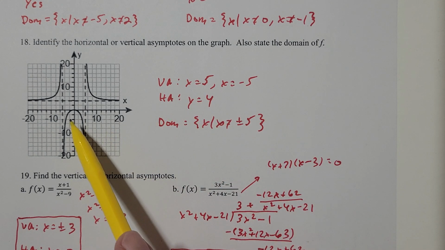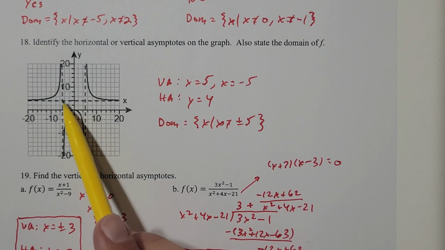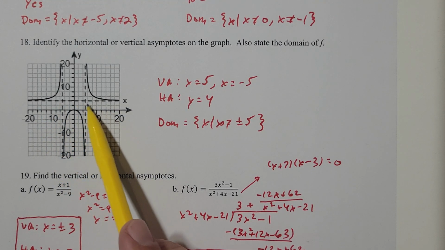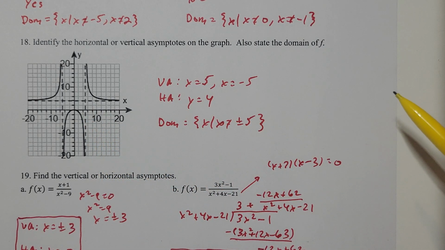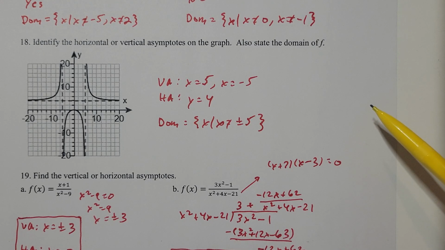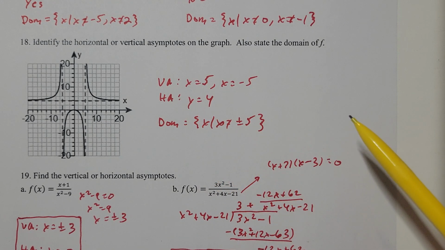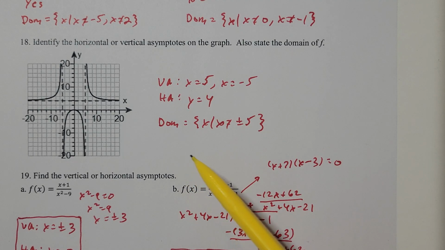There's also going to be a horizontal asymptote at y equals 4. By the way, whenever you're writing down equations of asymptotes, be sure that you're writing them as equations. So don't just write 4. Okay, because 4 looks misleading. Like, are you talking about x equal 4? Because x equal 4, that's different from y equal 4. Okay. So write down y equals 4, x equals 5, x equals -5.